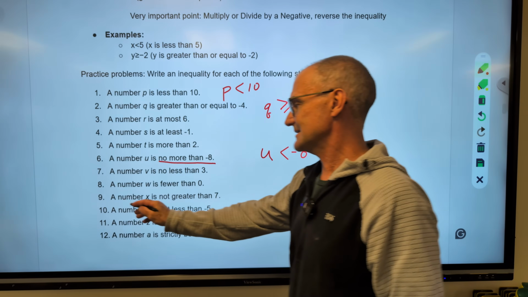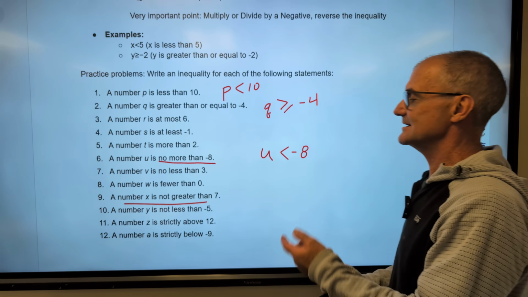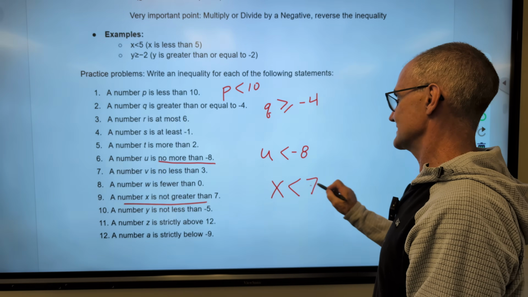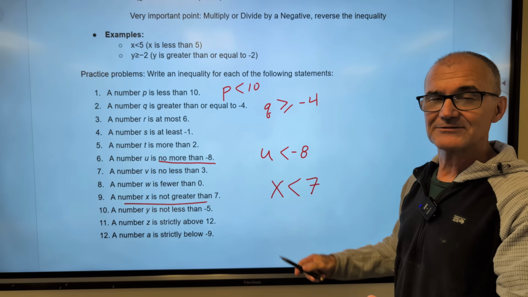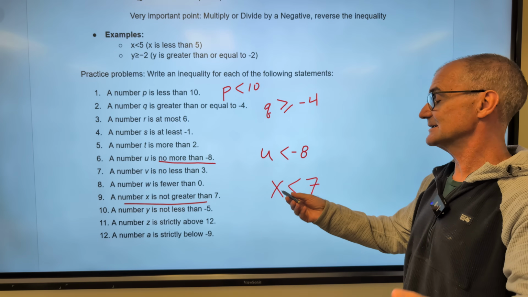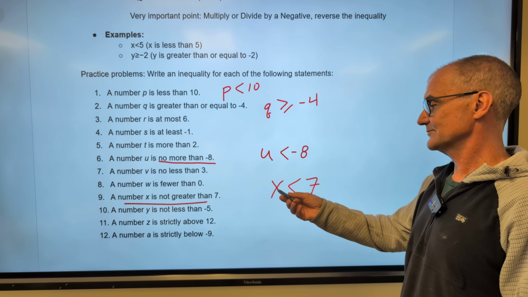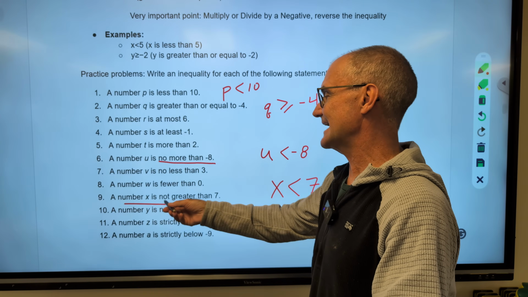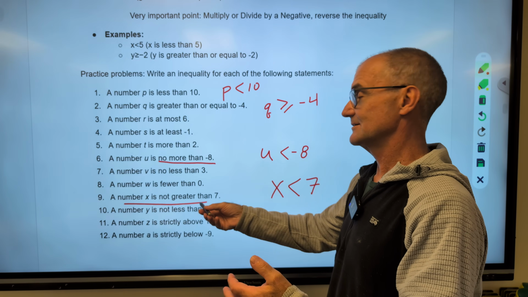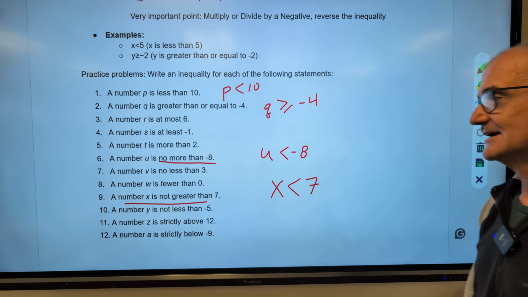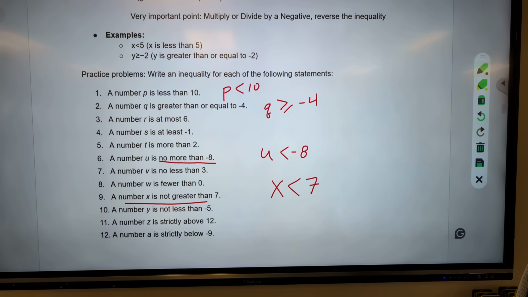A number x is not greater than 7. Not greater means it has to be less than 7. Not sure if I got that right, so let me pick a possible solution to my inequality, like 0. 0 is less than 7. A number like 0 is not greater than 7. It's hard converting these words.